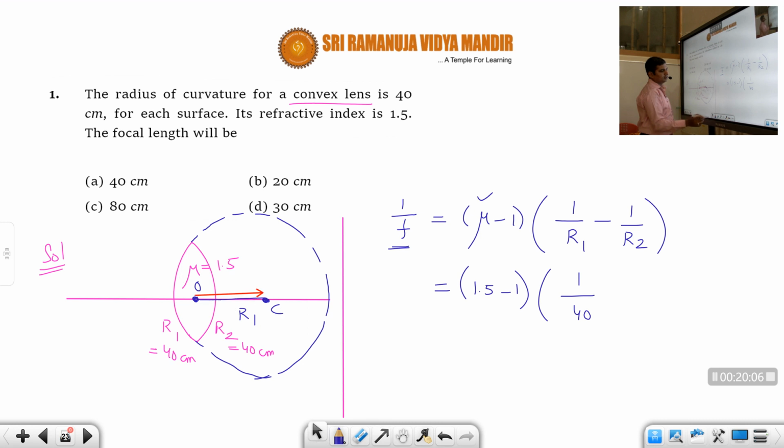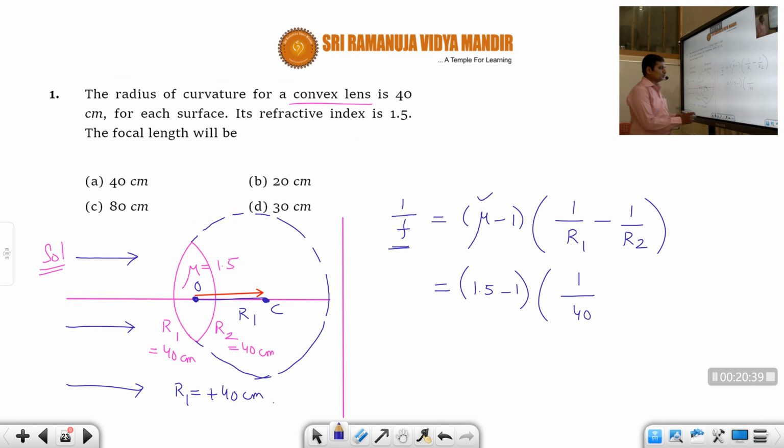Now this arrow direction is in the direction of incident rays. Incident rays will always travel from left to right. That is the standard notation. Since our measurement of this r1 is in the direction of incident rays, it should be taken as positive. Therefore r1 is equal to plus 40 centimeters. I hope, students, you understood why we are taking plus. Because the direction in which we are measuring r1 is the same as the direction of incident rays. Now let us see r2.